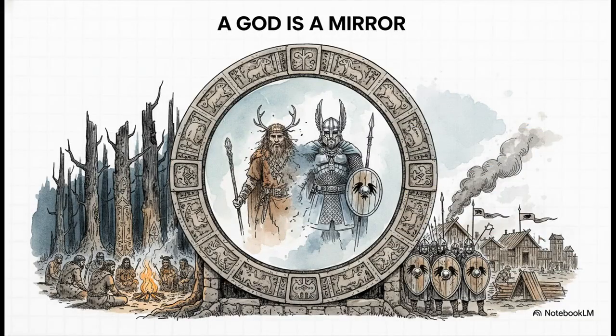So what this really shows us is that a god is kind of a mirror for its people. The shift from a nomadic, restless shaman to an organized, powerful god of war, it perfectly reflects the shift in the people themselves. It mirrors a society that's moving from scattered, wandering tribes to more organized war bands and the beginnings of kingdoms. Their god changed because they changed.